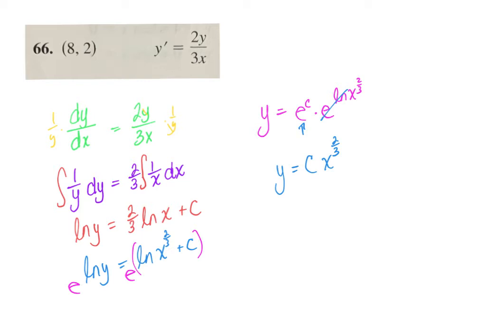And now we can do our initial condition here. And so our x is 8 and our y is 2. And so we would do 2 equals c at, not x, 8 to the 2/3. Remember, 2/3 is just the cube root of 8 squared, right? So the cube root of 8 is 2. 2 squared is 4. So we have 2 equals c times 4. So c is going to equal 1/2 here. And so we just plug that back into this right here. So we have y equals 1/2 x to the 2/3.